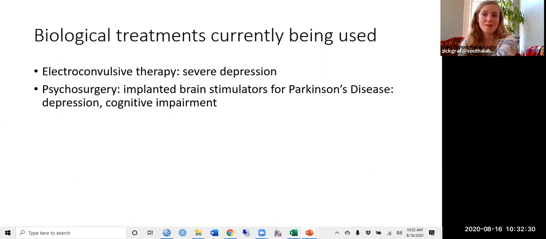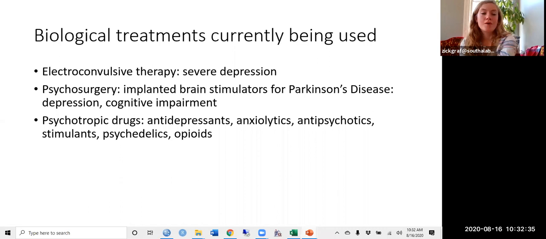So by far the most common biological treatment we're using today, and often one of the frontline treatments, one of the first treatments that we offer for psychopathology, is psychotropic drugs. Psychotropic drugs are based on the biological theory that the origins of symptoms of the four Ds is imbalances in our neurotransmitters. We're going to talk more about neurotransmitters in the next lecture. But basically, neurotransmitters are the ways that cells in our brain communicate with other cells in the brain and with cells in the body. So neurotransmitters are kind of the language of the brain.